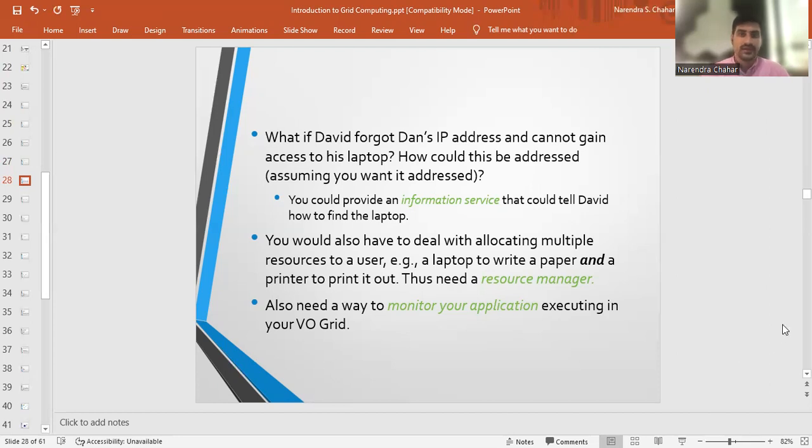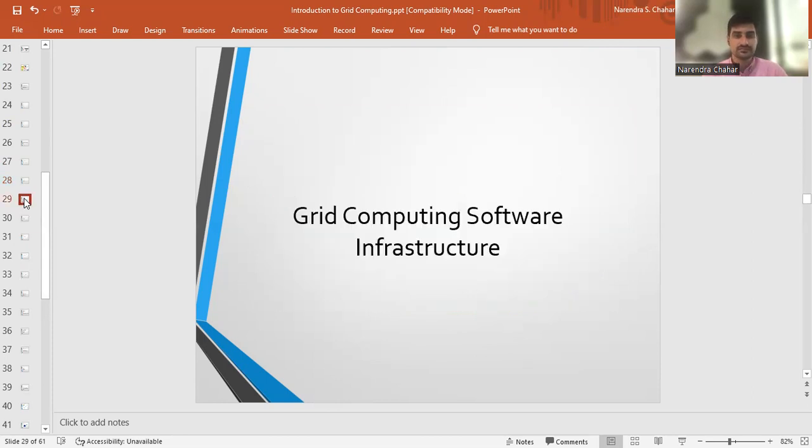Here we also deal with getting multiple resources, like how to take a printout or something else, with the resource manager. Now we also need to monitor the application executing in the virtual organization way. So these are the things about the virtual organization and some examples. We will see grid computing software infrastructure in the next session.